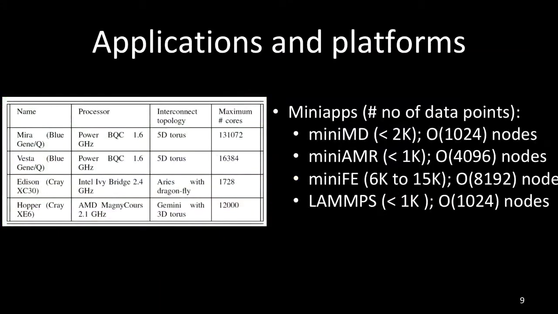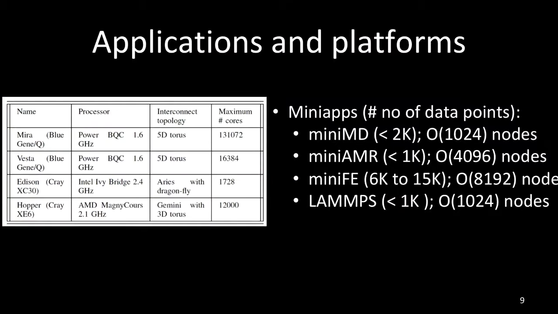And we looked at different applications and platforms. We didn't do a new set of experiments. These are experiments that were done in the past, and we reused that data for our study. The machines include Mira, Vesta, Edison, and Hopper: Edison and Hopper at NERSC, and Mira and Vesta here at Argonne. And the mini apps go from mini-MD, mini-AMR, mini-FE, and LAMMPS. And the number of training points is given in this bracket.